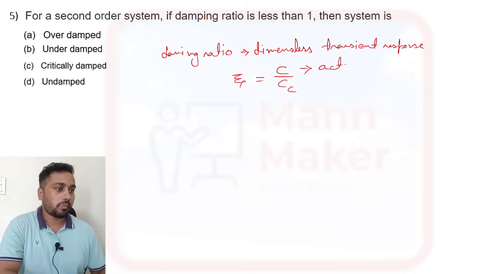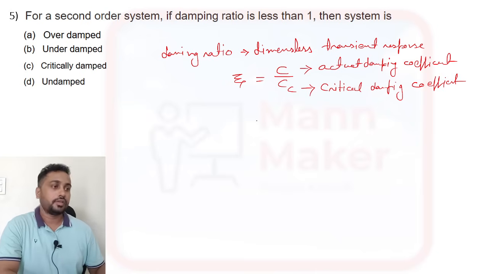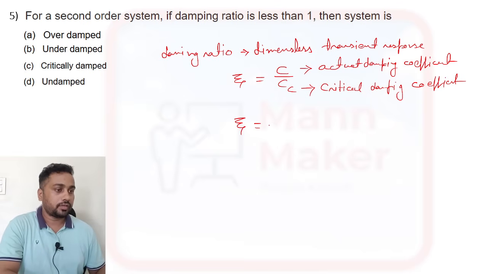C is the actual damping coefficient. And Cc is what? Critical damping coefficient. All right. So now we have some conditions like this: damping ratio is equal to 0.